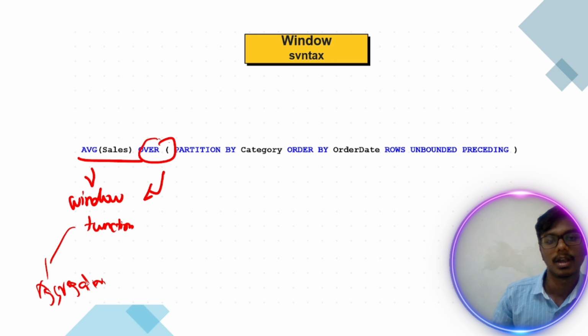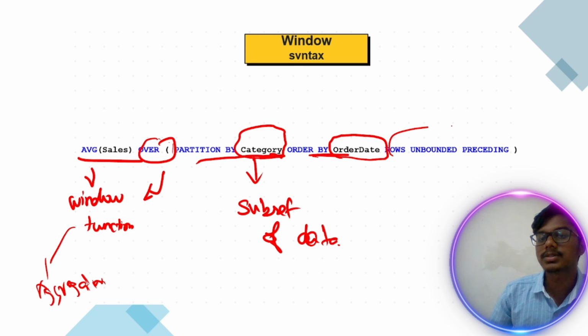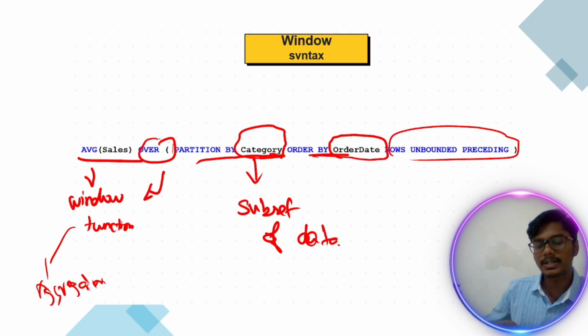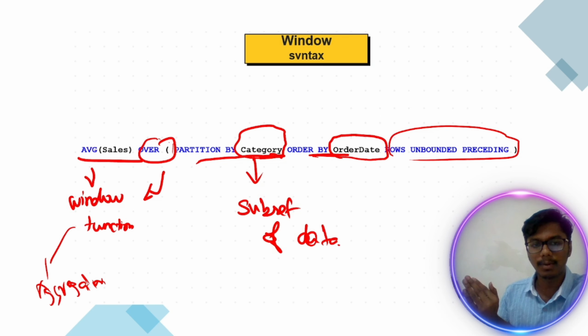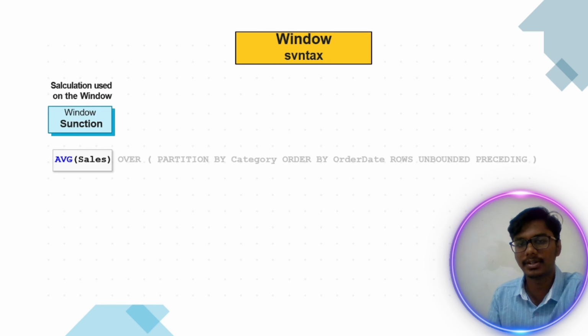Just note it down. And OVER PARTITION BY category, we are grouping a subset of the data based on the category. This is a subset of the data. Okay, and which order? By ORDER BY, we are going to order by order date, and ROWS UNBOUNDED PRECEDING. Likewise, we will discuss. Let's break down this query into small parts and discuss these small parts. Let's dive into it.